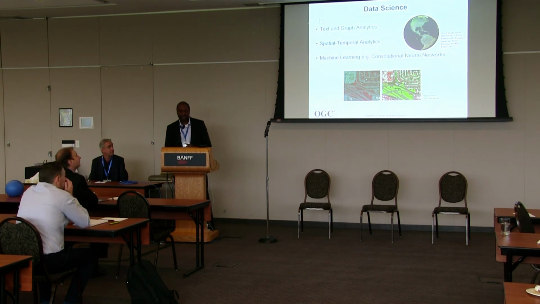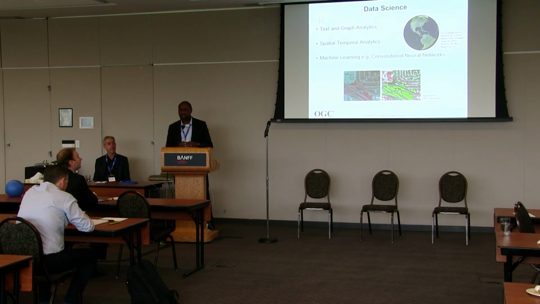First, there's data science. Data science is a multidisciplinary field that uses scientific methods and processes as well as systems to enable the extraction of knowledge from both unstructured and structured data. There are quite a number of areas that we're already seeing great potential and that are likely to have an impact on geospatial standards. For instance, text and graph analytics. An example of this is extraction of place names from social media to help commercial organizations plan their marketing strategies.